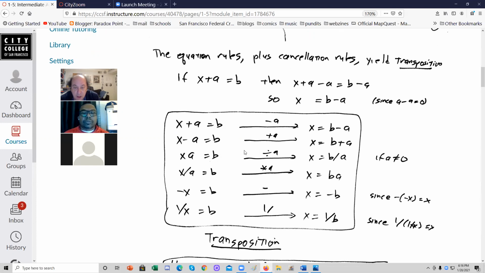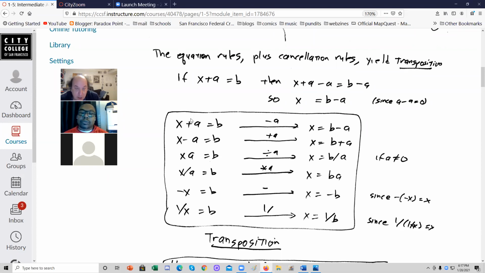X times a equals b, divide both sides by a, and a cancels on the left, and we get x equals b over a. X over a equals b, multiply both sides by a, and get x equals b times a. Minus x equals b, take the opposite of both sides, and since the opposite of the opposite of x is x, it cancels on the left, and on the right you get x equals minus b. And 1 over x equals b, if you take the reciprocal of both sides, on the left you get x, and on the right you get 1 over b.